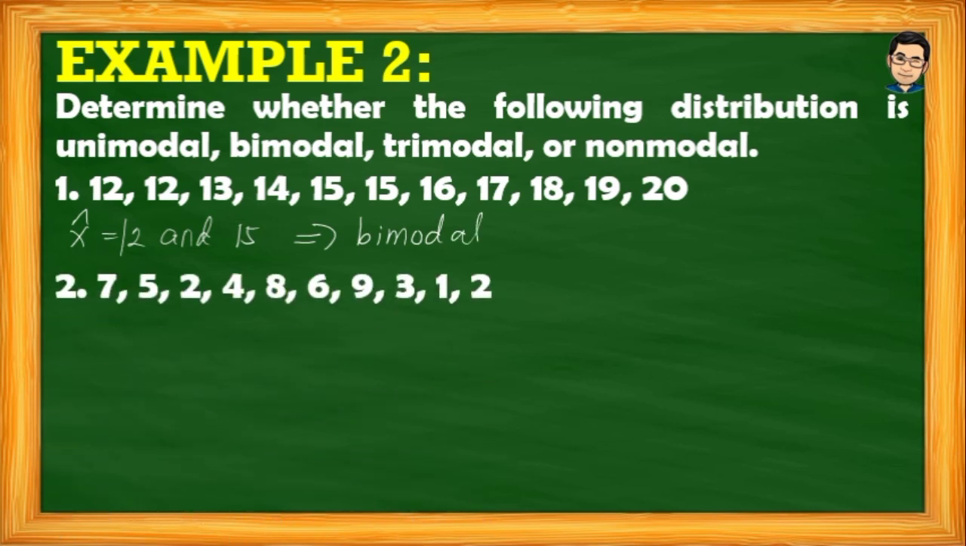Next: 7, 5, 2, 4, 8, 6, 9, 3, 1, 2. Here, the value that exists more than once is 2. So our mode here is only one, which is 2. The type of mode is unimodal.